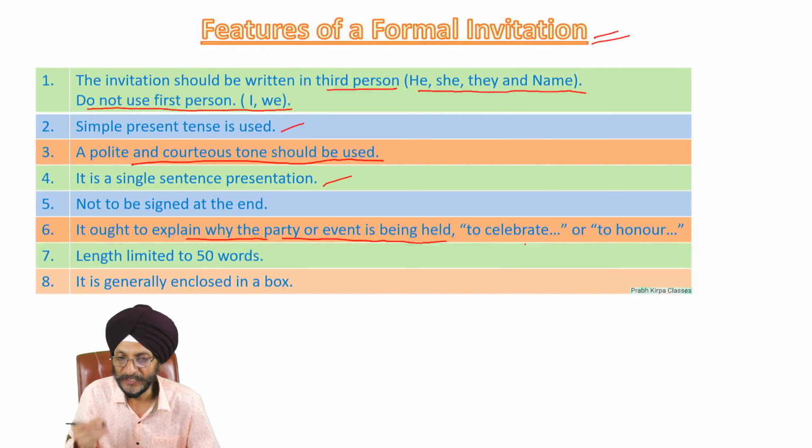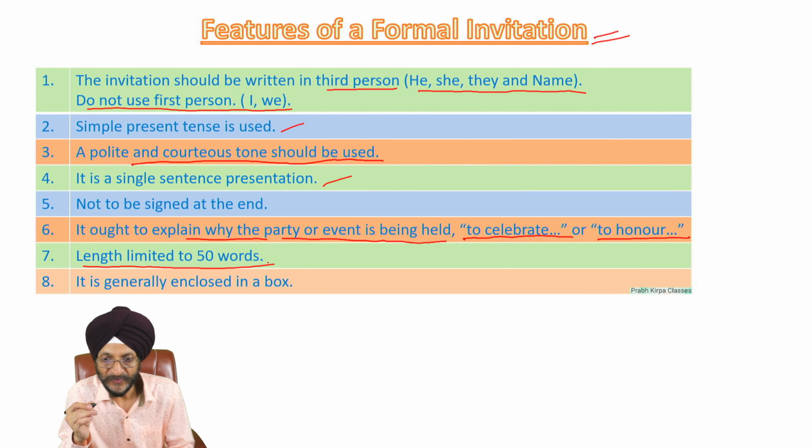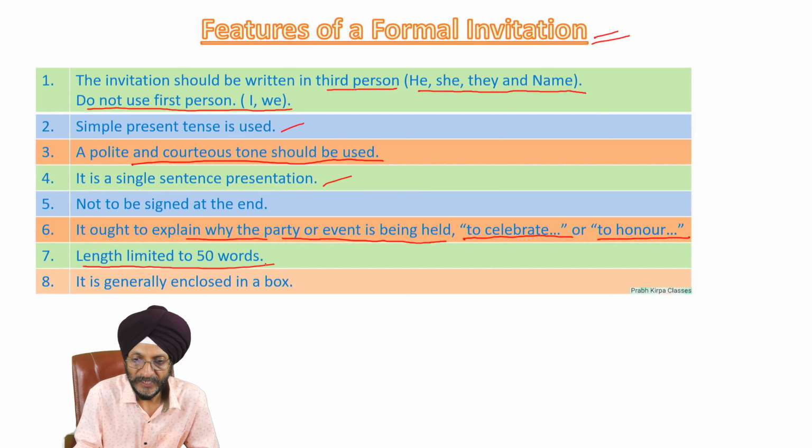Next, sixth, it ought to explain why the party or event is being held. That is, the purpose of invitation has to be mentioned in the formal invitation. That is, we want to celebrate the marriage party, or we want to honor a particular person. Now comes the feature with regard to the length of the invitation. Length should normally be limited to 50 words.